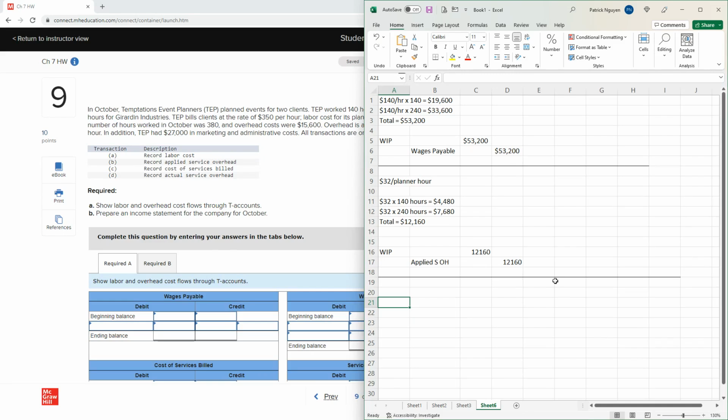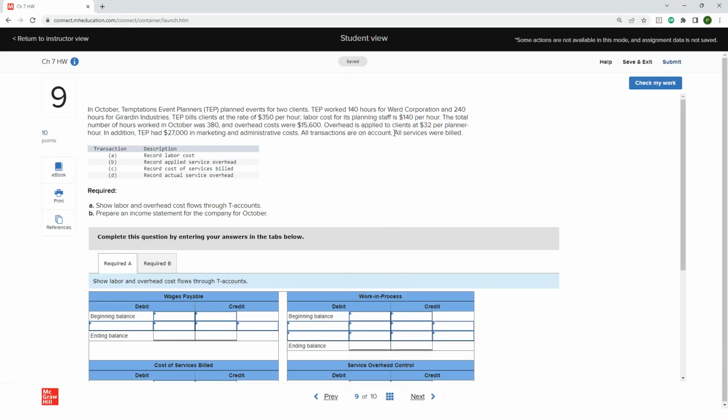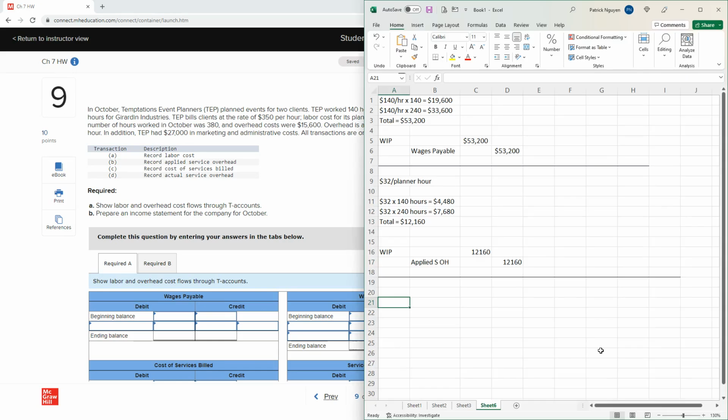We have $53,200 in that account plus $12,160 in that account. So we have a total of $65,360. So when we're billing this amount, we're going to debit cost of services billed for $65,360 and credit work in process for $65,360. That's your journal entry for C.